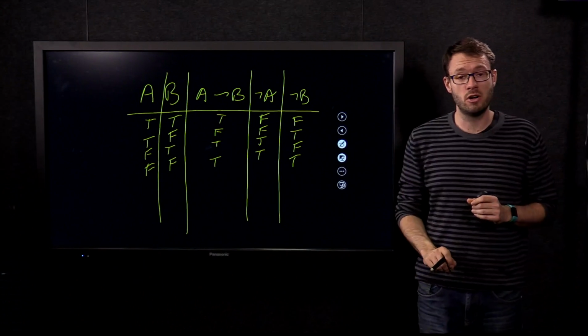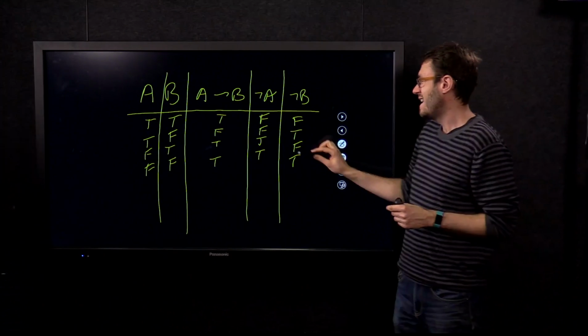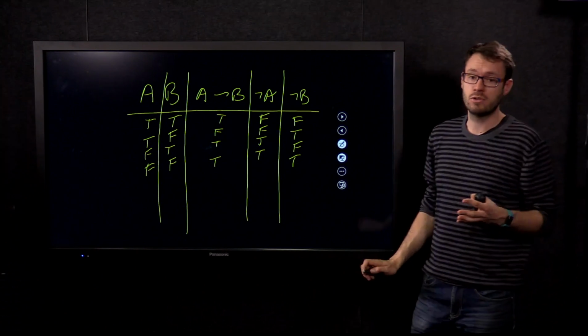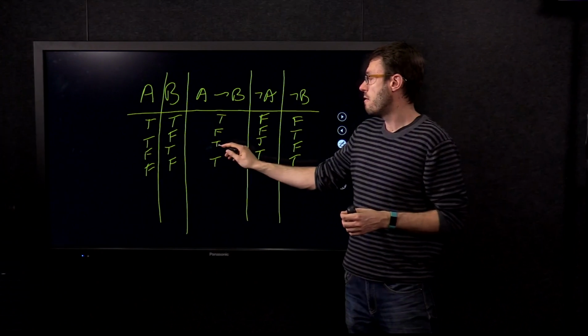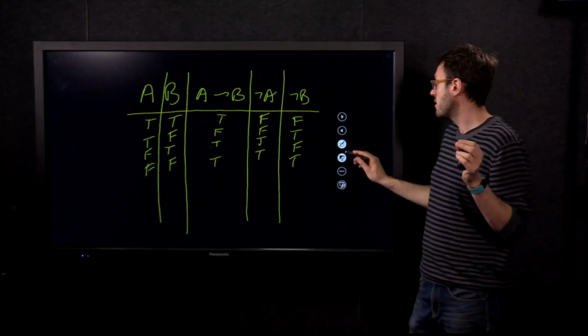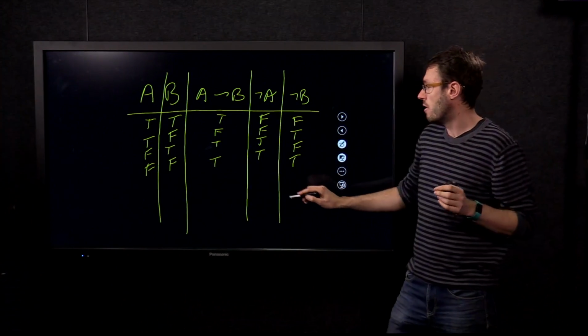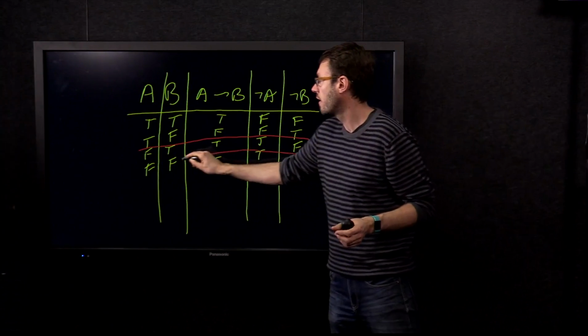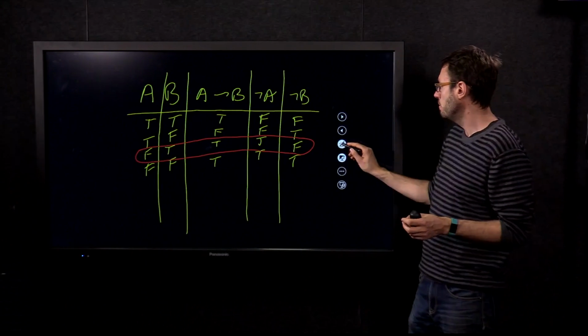So that first row is not a row in which the premises are true and the conclusion's false. The second row, the premises are both false, so that's not a row in which the premises are true and the conclusion's false. In the third row, the first premise is true, the second premise is true, and the conclusion is false. So the third row is in fact a row in which the premises are true and the conclusion is false.